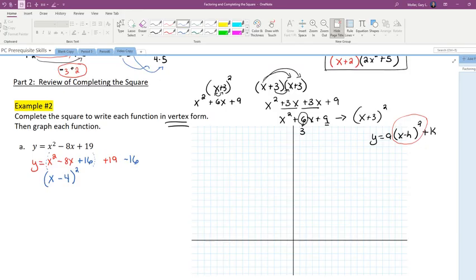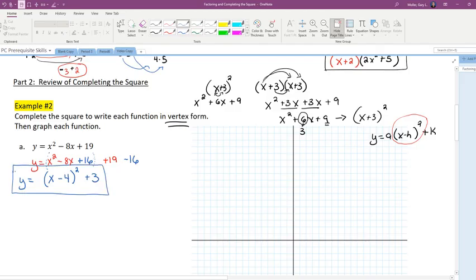But by grouping it the way I have and taking that 16 I added and turning that into x minus 4 squared, and then simplifying this, I get plus 19 minus 16, which is plus 3. So if I simplify that to add 3, then I am now in vertex form.